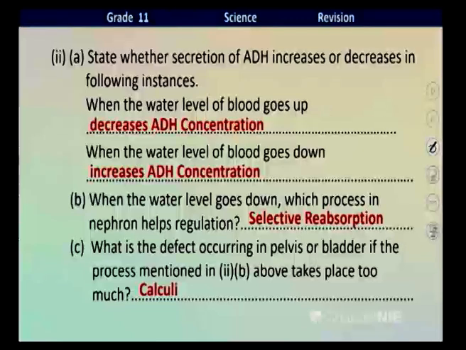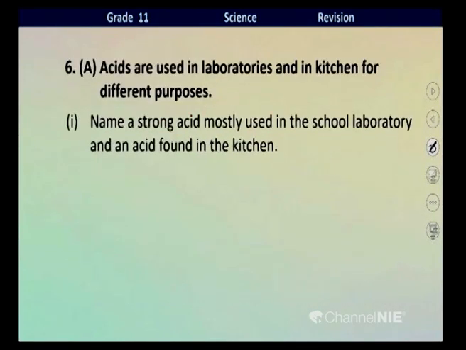This is called calculi, formation of calculi in bladder or pelvis. This is also commonly called bladder stones or kidney stones. So, if this process occurs too much, then the problem we get is calculi in the bladder, formation of stones in the bladder. Okay, right. Then we are moving to the next question, children.